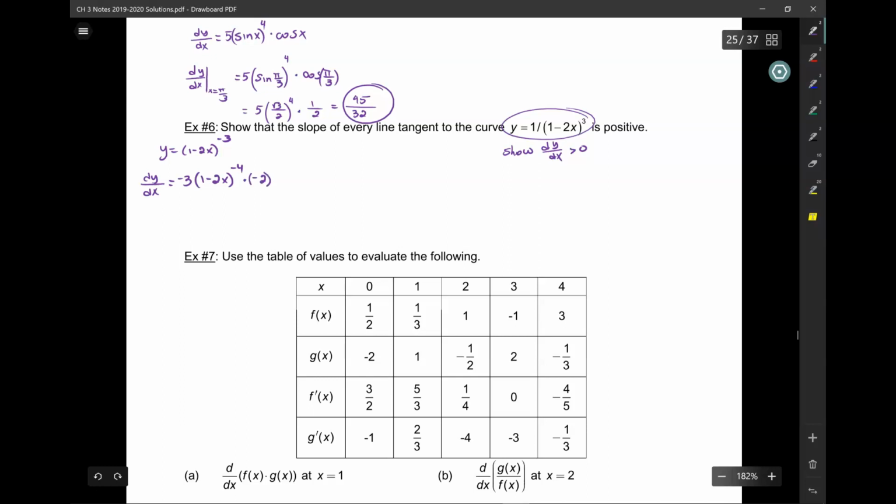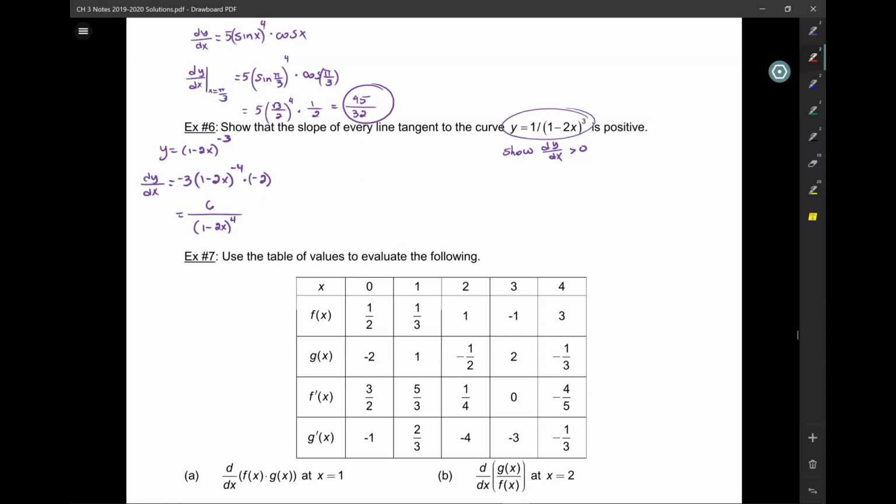So what do I have now? I have negative 3 times negative 2 is 6. Negative exponent means move it down. 1 minus 2x to the power of 4. Did we just show it? We just showed it, but you have to say it. This means nothing. This means you could find the derivative.